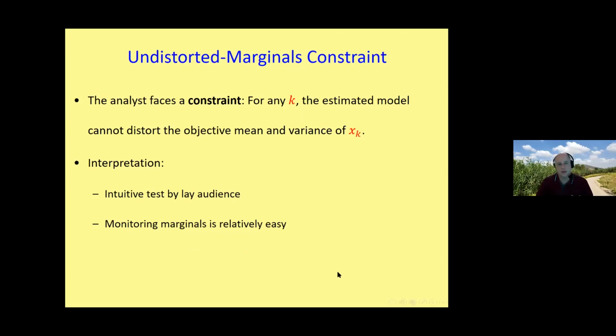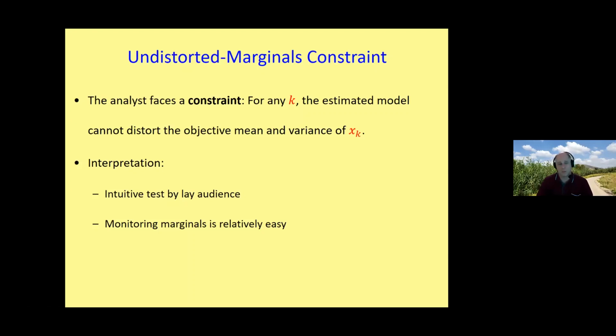The interpretation is that, again, we're thinking about the lay audience. Individual variables are relatively easy to monitor. Some of them are payoff relevant. For example, if we have an economic model and they're estimating that inflation is very volatile, and I've been around here for 30 years, and I know that inflation has been very stable, it would be very easy for me to basically reject the model for being inconsistent with reality.